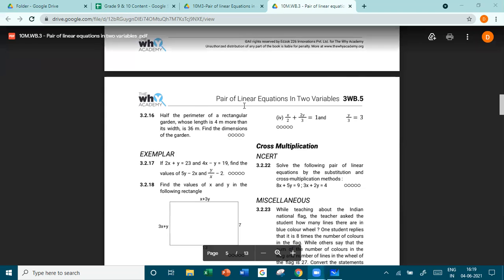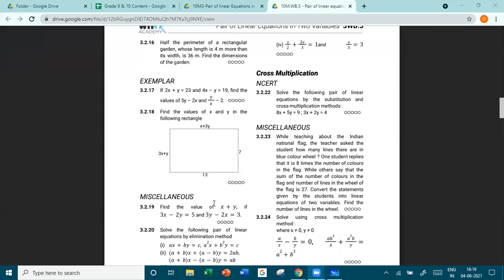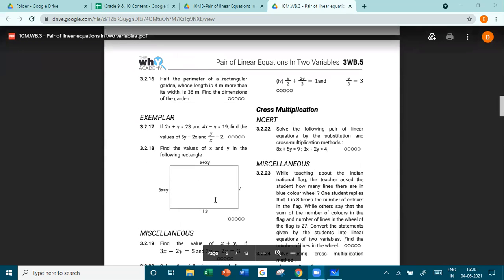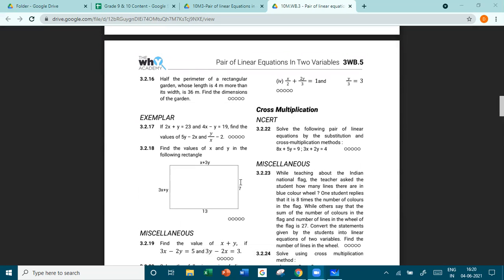Okay, simple question. I'm skipping it. I want to do one or two word problems. That's why I'm just skipping the simpler ones. Okay, rectangle we just discussed. Again, you can use the same formula for perimeter and solve this. Right.